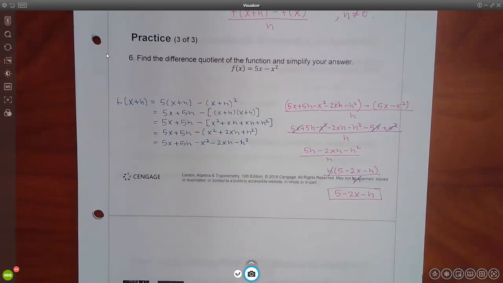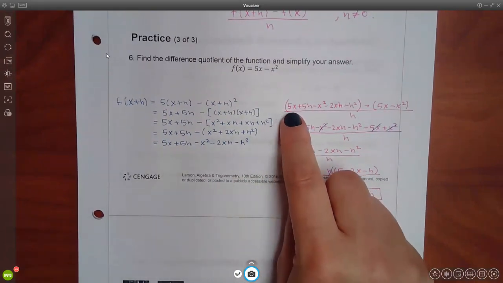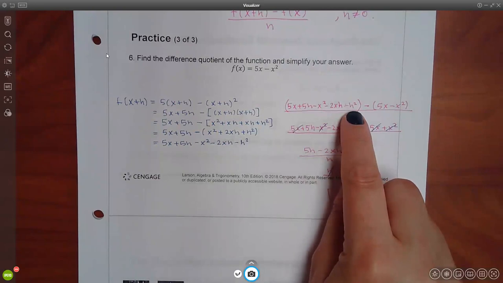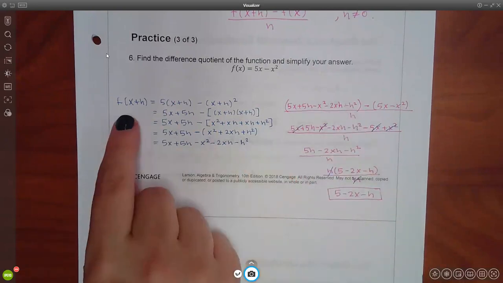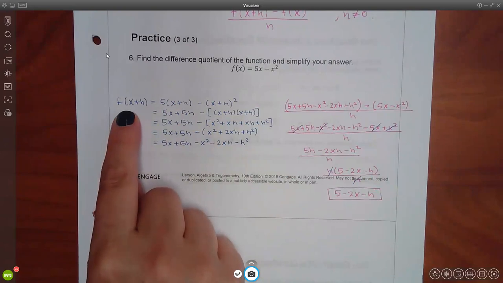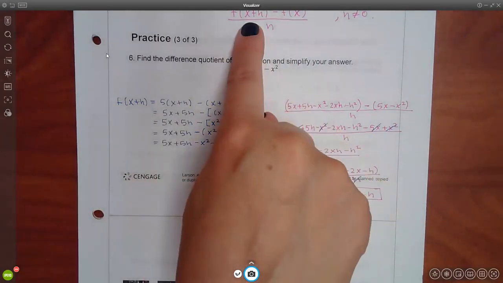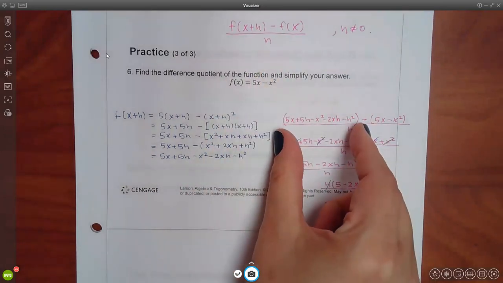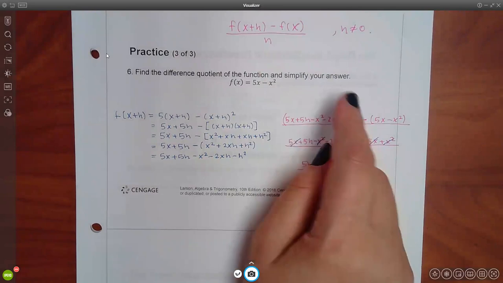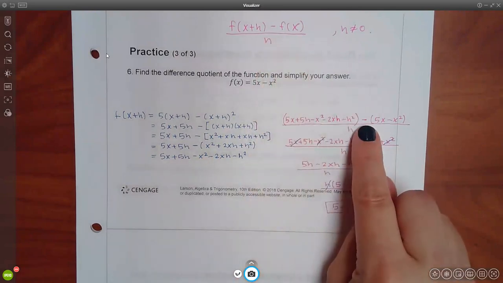So whatever it was that you had when you plugged it in, all of that should have gone in there for f of x plus h, right? So all of this expression is what you use instead of f of x plus h. So instead of f of x plus h in pink up here, I'm putting everything that I got for it, okay? Then that minus is the same as this minus.